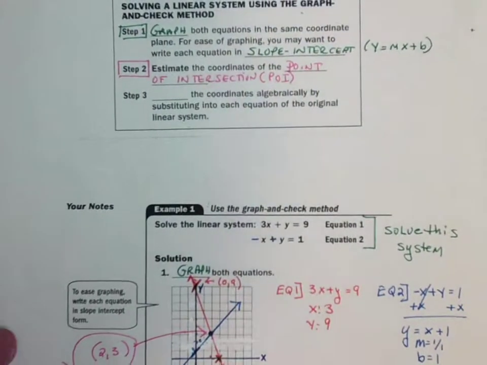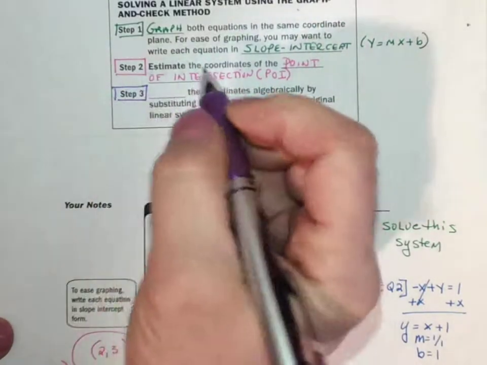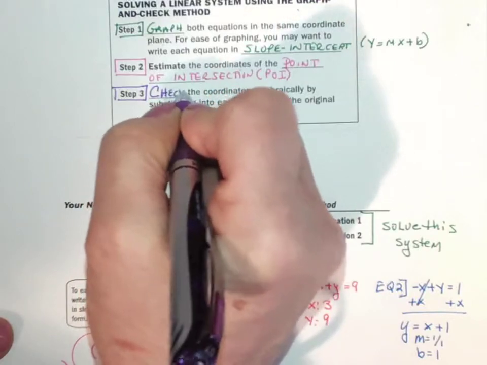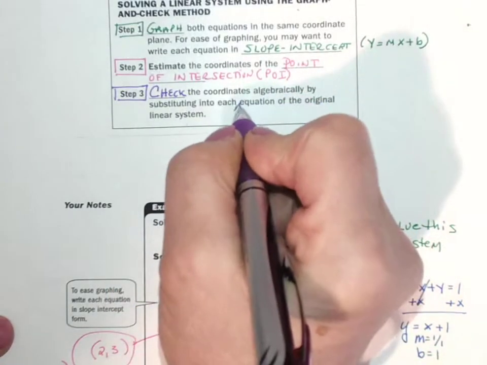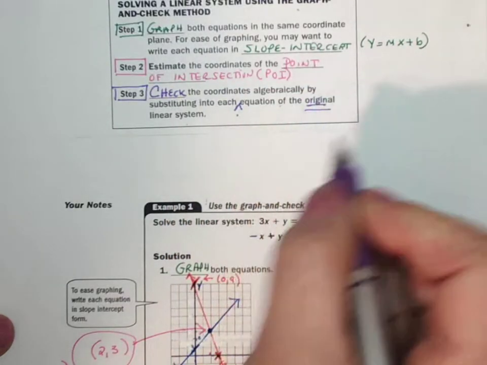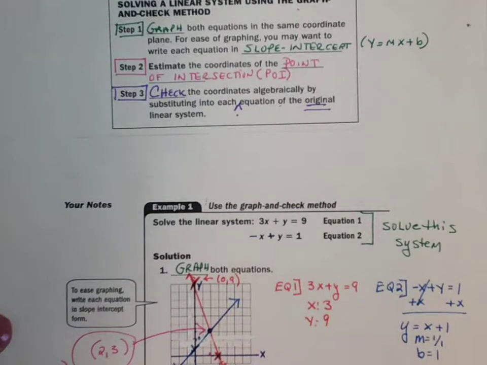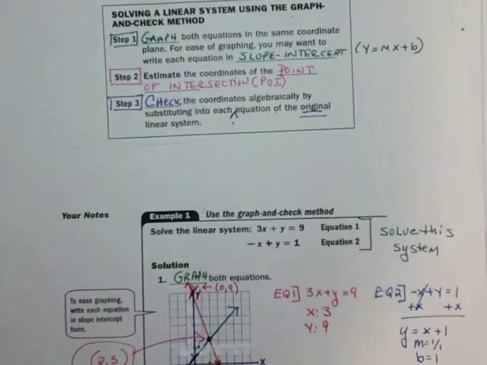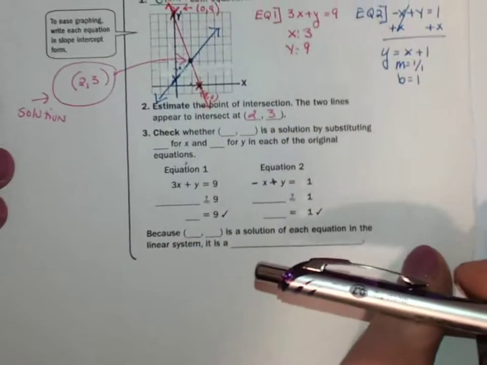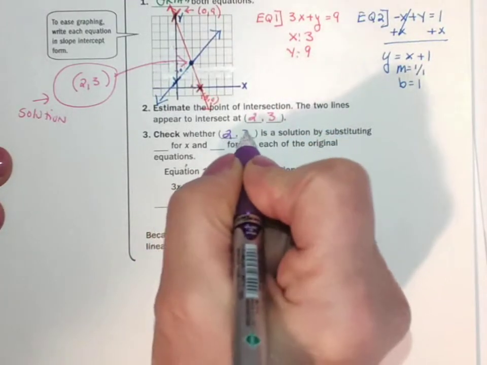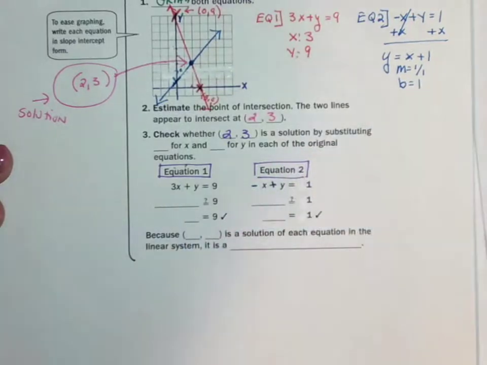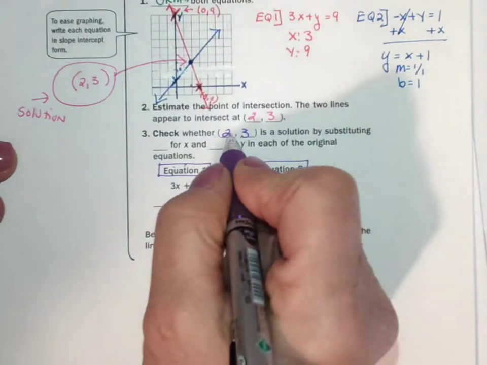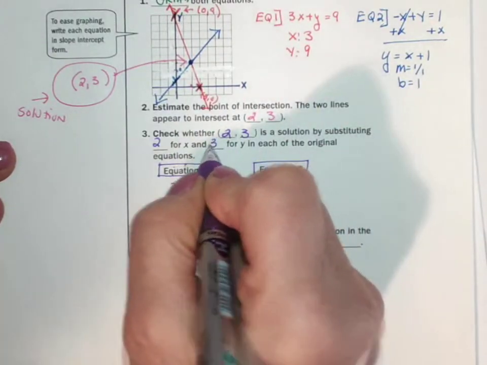This one's always your favorite. Step three is we are going to check the coordinates algebraically by substituting into each equation of the original linear system. You get that? So we're checking whether this ordered pair 2, 3 is a solution to equation 1, and it has to be a solution to equation 2. So we're going to substitute 2 for x and 3 for y.